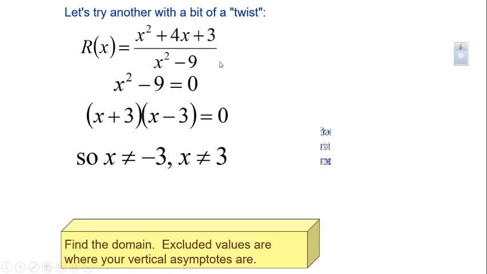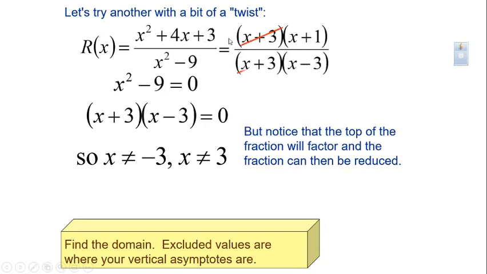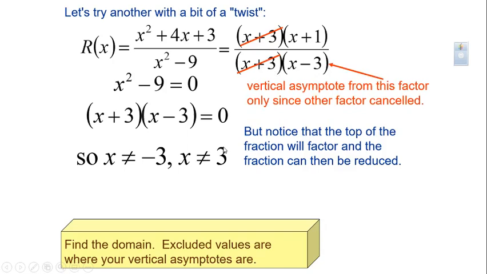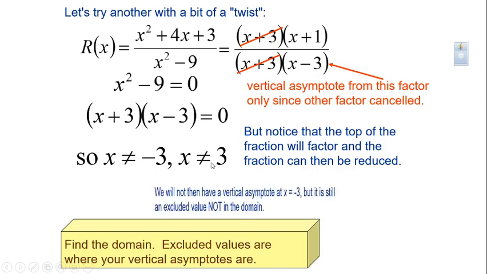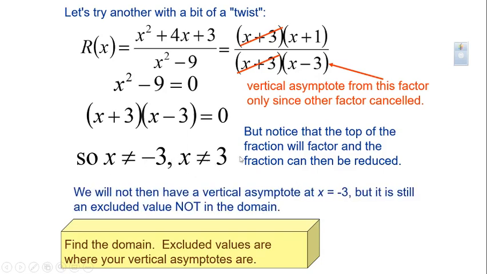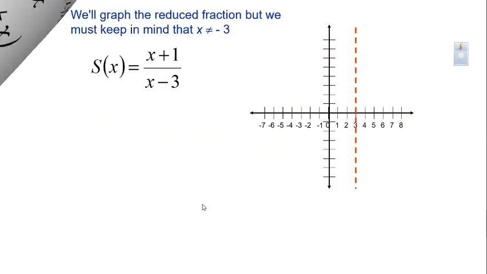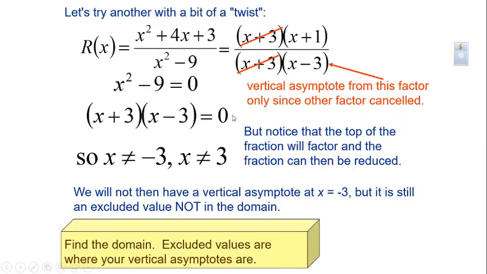But if you factor the numerator and denominator, you'll see that x plus 3 cancels. So the vertical asymptote only occurs for this factor x minus 3. So the only vertical asymptote is actually at x equal to 3. Not at x equal to -3, because that is just going to be a hole in the graph. So we only have one vertical asymptote. And what we've done here is we've written the simplified version of this graph. But remember that x is not allowed to be -3 nor 3.